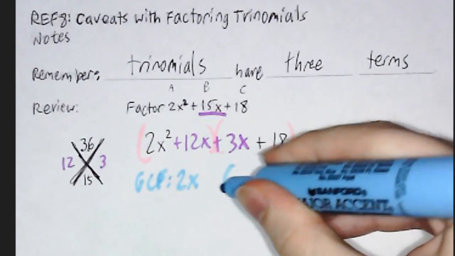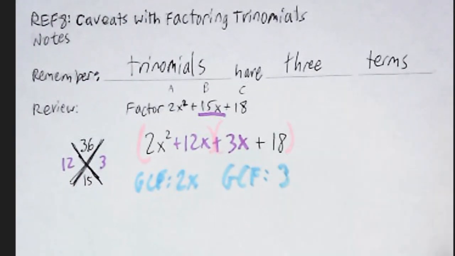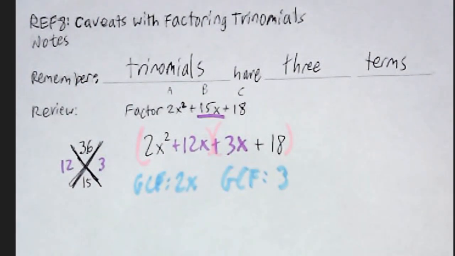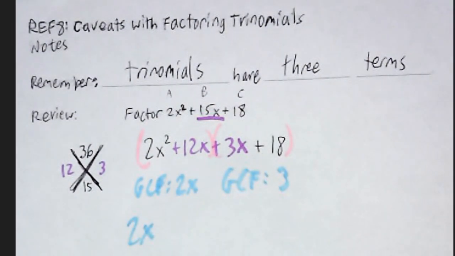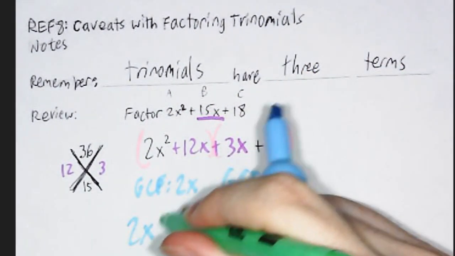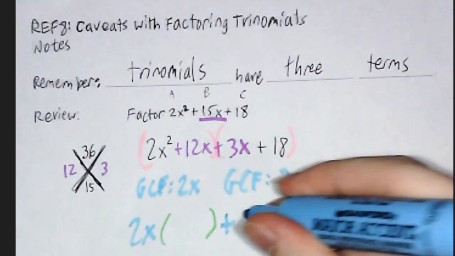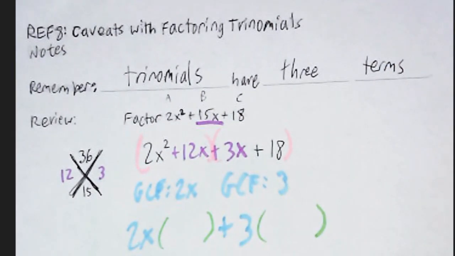The GCF for the second group is going to be 3. There is no common variable this time because this term at the end doesn't have an x. And 3 is the biggest number that goes into both 3 and 18. So now let's undistribute. We've got 2x times some set of parentheses, so some remainder here, plus 3 times some remainder here. And we're hoping that the 2 remainders here are the same.